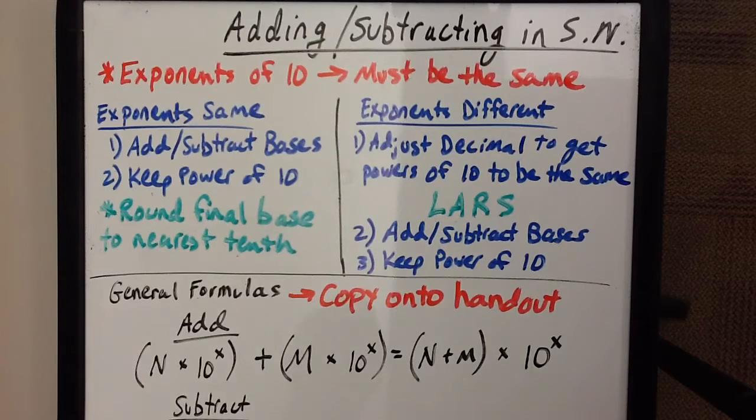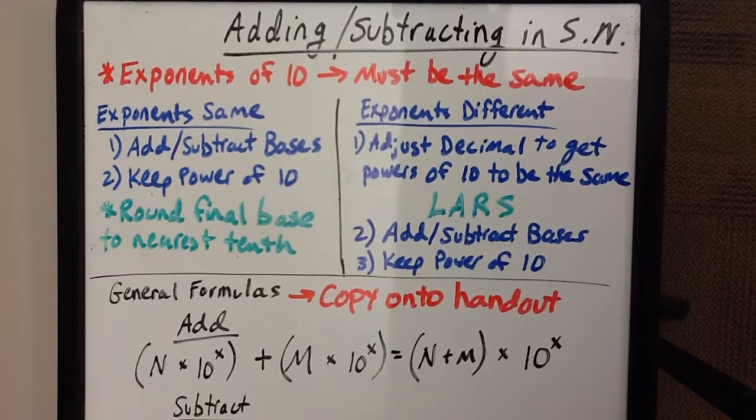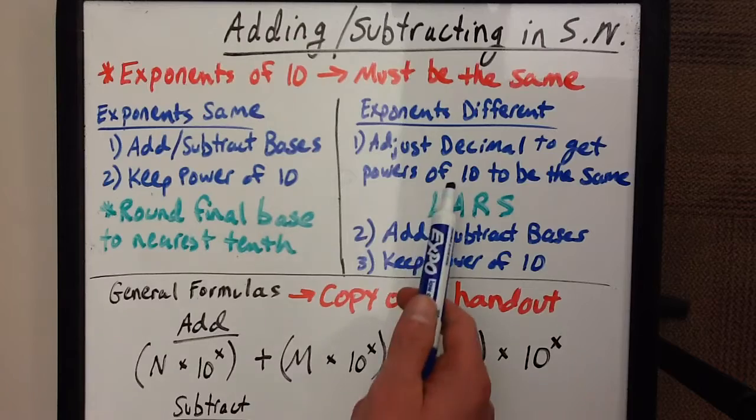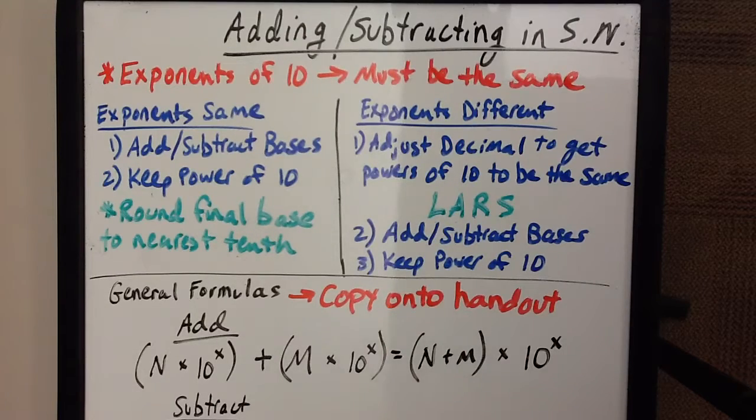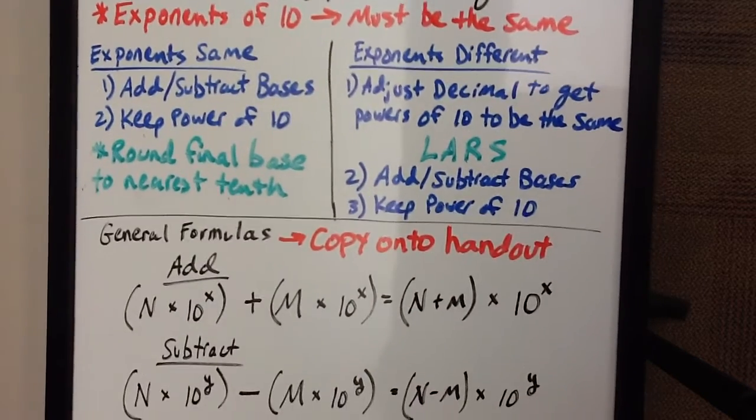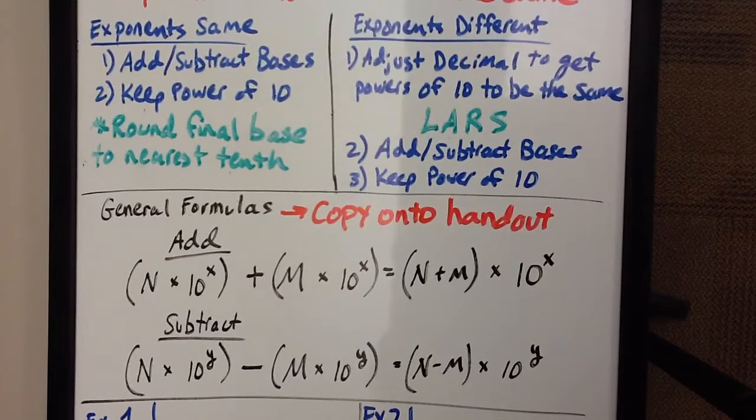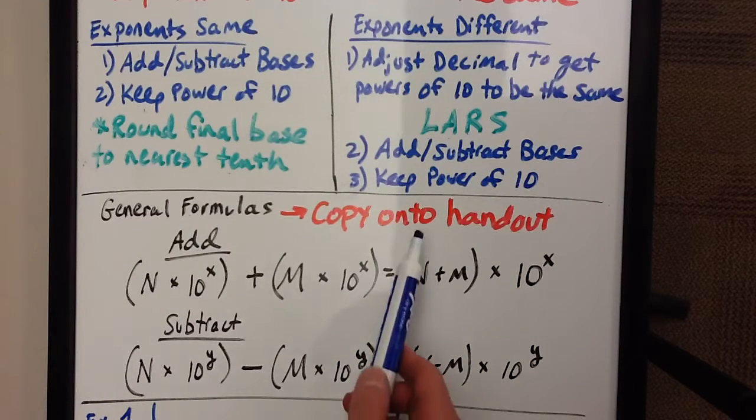Now in this video, we're only going to do a couple examples that have to do with exponents being the same on the power of 10. All right. In the next video that I'll post, we'll do examples on exponents that are different. So here are the general formulas for adding and subtracting in scientific notation. You need to copy these down onto your handout.